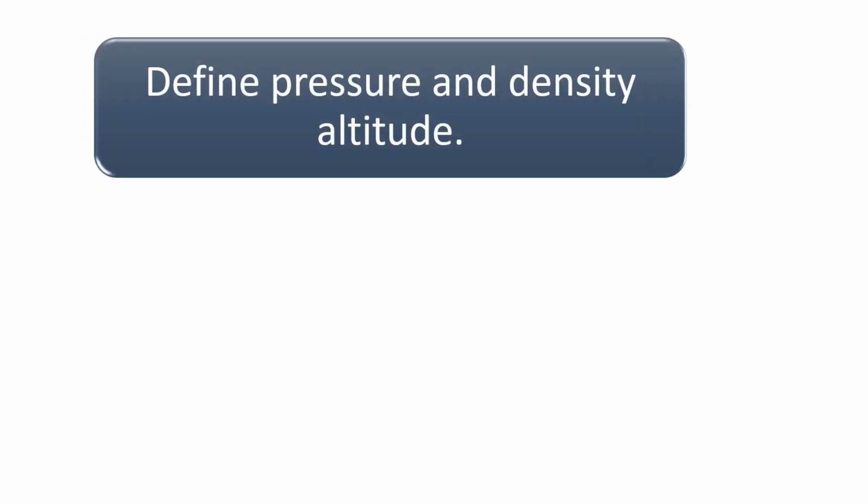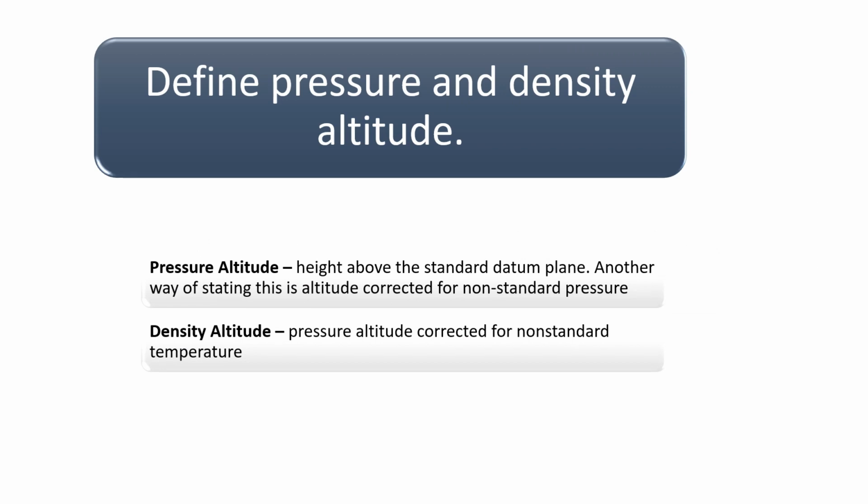What are the definitions of pressure altitude and density altitude? The Pilot's Handbook of Aeronautical Knowledge defines pressure altitude as the height above the standard datum plane. Another way of stating this is altitude corrected for non-standard pressure. Density altitude is pressure altitude corrected for non-standard temperature.